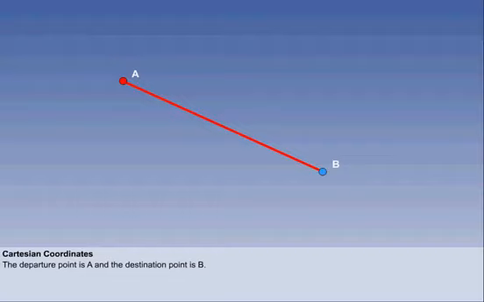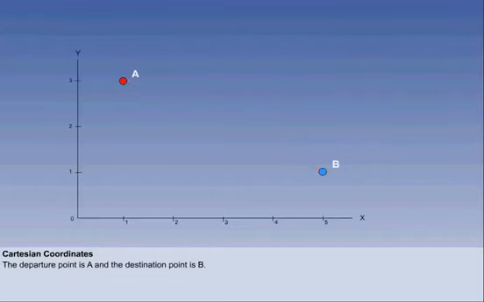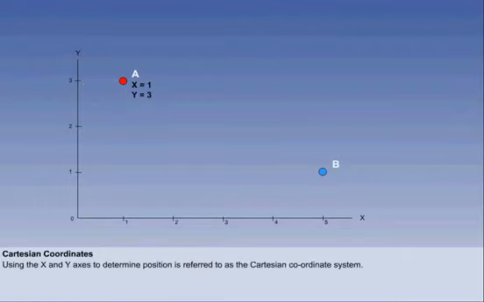Let us look at how to define the position of point A using the X and Y axes. We can say that the position of A is defined by the value along the x-axis, 1, and the value along the y-axis, 3, and that position B can likewise be defined by the value along the x-axis, 5, and the value along the y-axis, 1. Determining positions on a flat plane in this manner is referred to as using the Cartesian coordinate system.